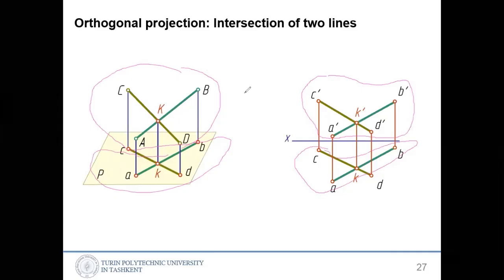If the 2 lines in the 3D space are intersected with each other, and they generate a single point, a K point, then in their projections they also intersect. In every projection they will intersect. If the lines are not intersected in any projection, that means in the 3D they are not intersected.